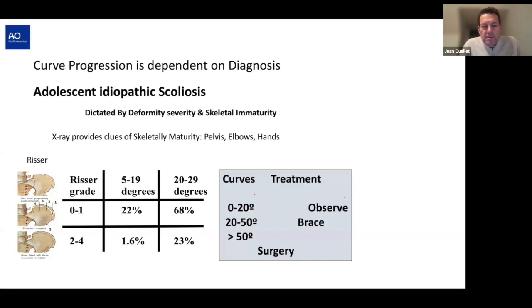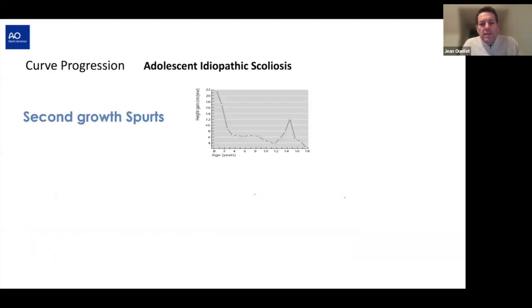There are different clues that you could look at for maturity. People look at the pelvis, such as the Risser sign. You could look at the elbow, at the olecranon ossification and its morphology. And recently, there's the Sanders score that gives you a good sense of where they are in their overall growth. Again, the broad category is essentially that curves of 0 to 20 you tend to observe. Curves that are between 20 and 50 are braced. Curves that are above 50 tend to warrant surgery.